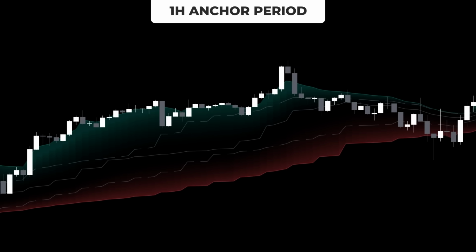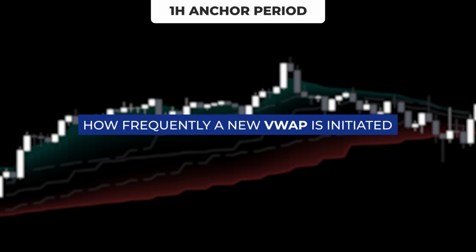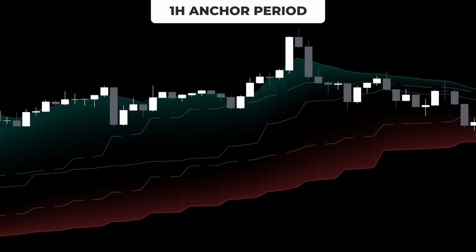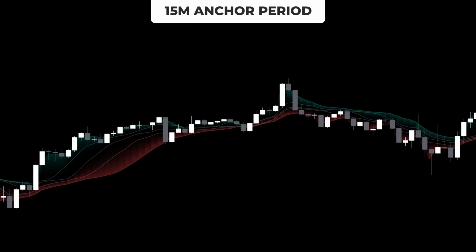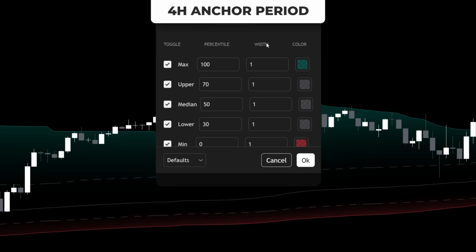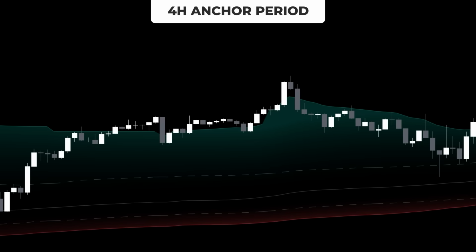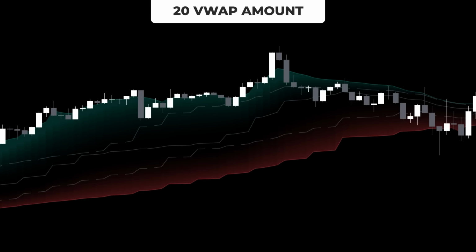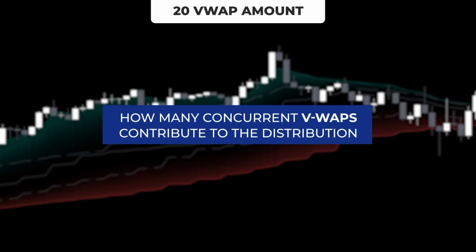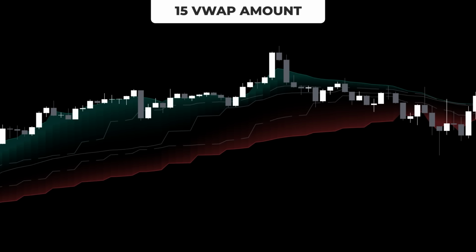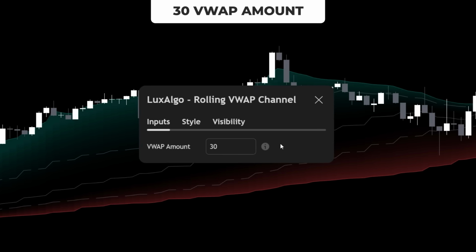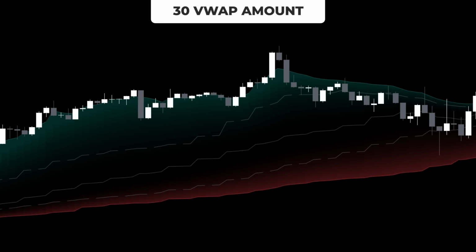The most critical parameter is the anchor period. This determines how frequently a new VWAP is initiated. For instance, every hour on intraday charts or monthly on longer timeframes. Shorter anchors adapt rapidly to price action, producing a more responsive and tighter channel. In contrast, longer anchor periods offer a steadier, more institutional perspective. Next is VWAP amount, which specifies how many concurrent VWAPs contribute to the distribution. Fewer VWAPs create a leaner, quicker reacting channel, while a larger number builds a broader and more statistically robust read.